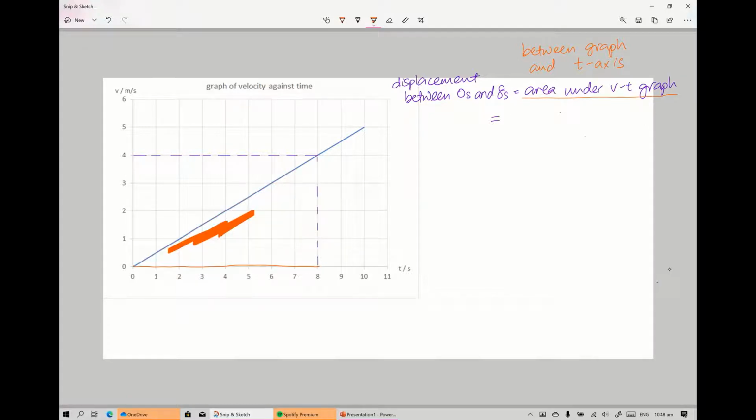I erase this for clarity. Area under velocity time graph, that's what it means. Again, do take note, you're not finding the area of the moving object. No, the area under the graph gives you the displacement by the moving object. What you saw just now was a right angle triangle.